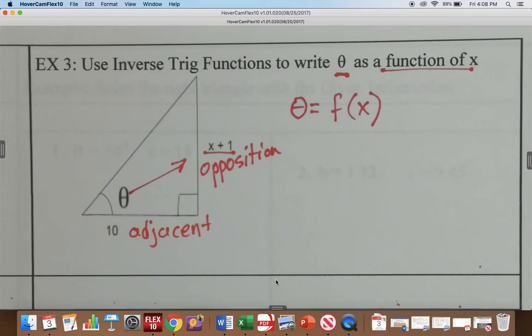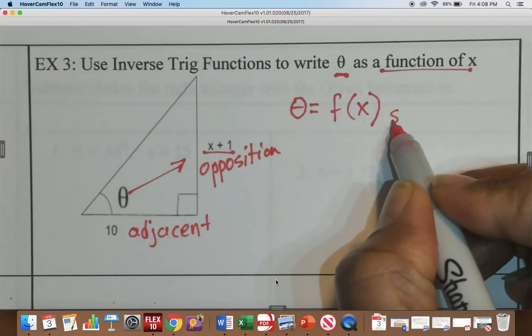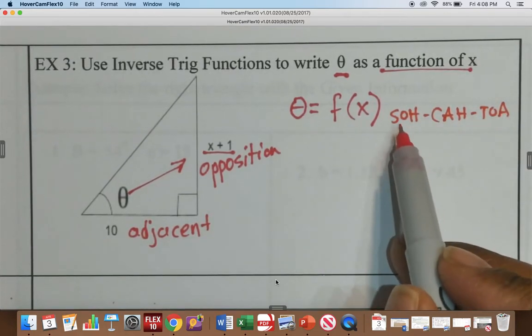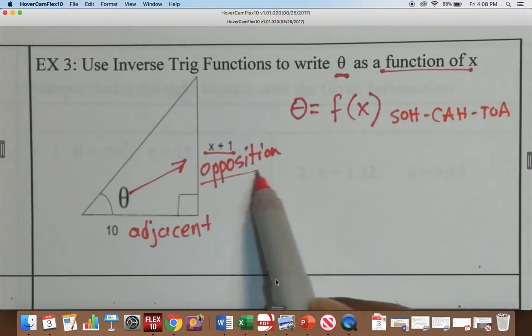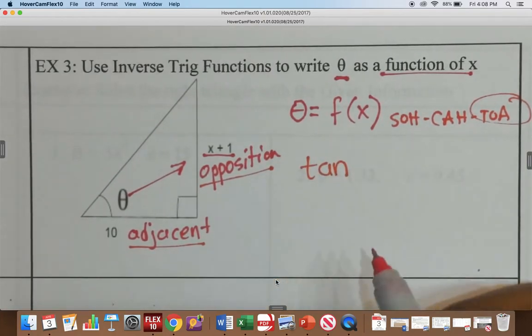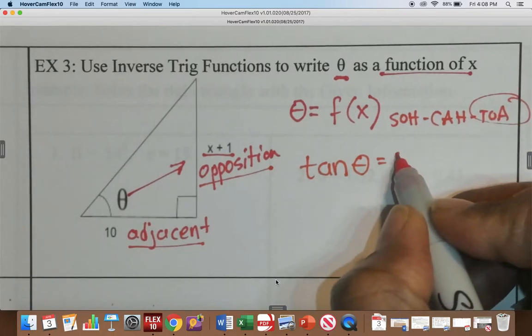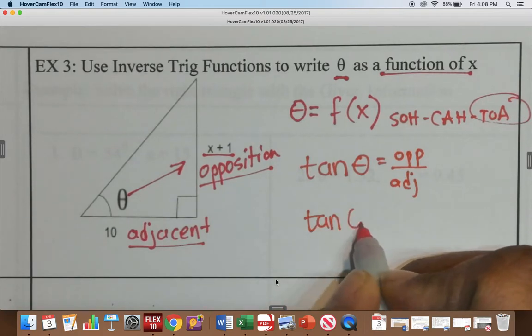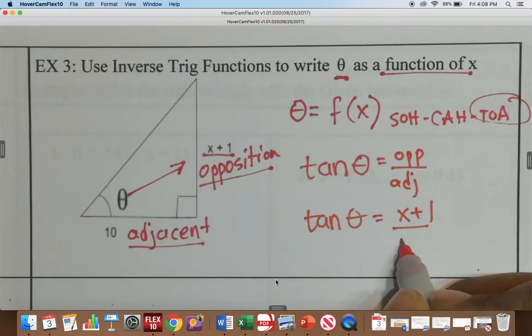Right? And then I look and say, I know where theta is. I know the expression for the opposite side. I know the adjacent side's value. What trig ratio can I use to write an equation? Well, if we think of SOHCAHTOA, I'm going to put that here. The ratios for sine, cosine, and tangent. The only one that uses opposite and adjacent would be tangent. So I can write an expression with tangent. Tangent of theta equals opposite over adjacent. For our purposes, our opposite side is x plus 1. Our adjacent side is 10.